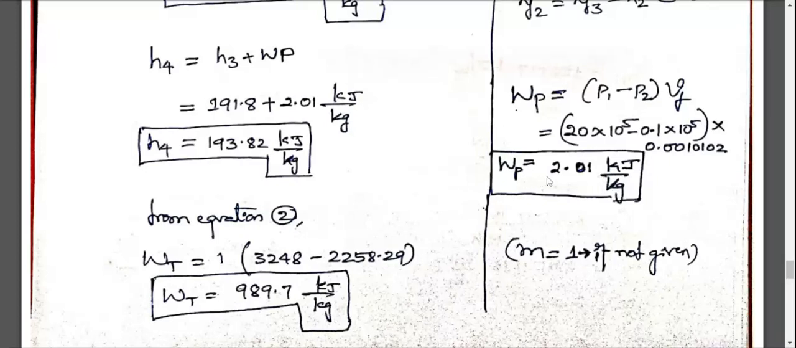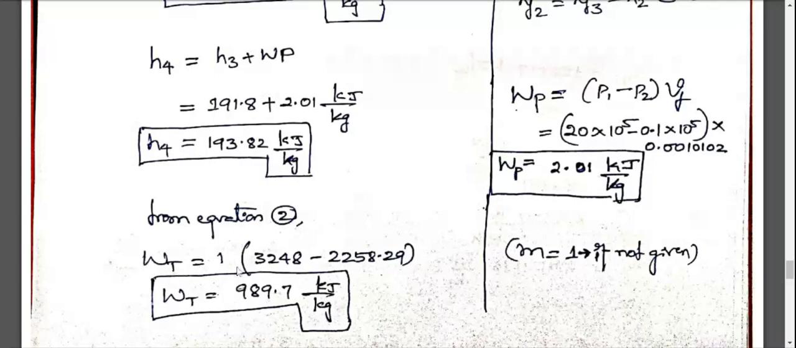Substitute the value of Wp in this equation. So 191.8 plus 2.01. Add these two, you will get the H4 value. Now you have calculated all the enthalpy values H1, H2, H3, H4. Now using equation number 2, as I explained to you, calculate the work done.